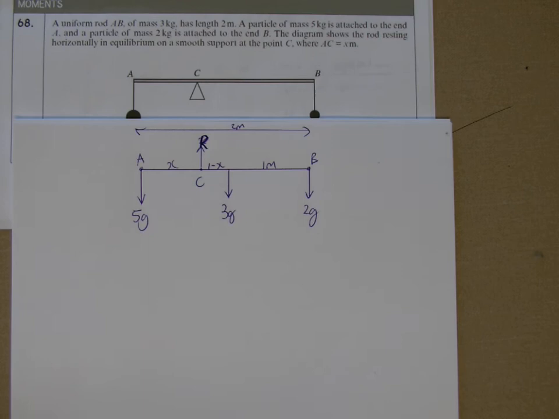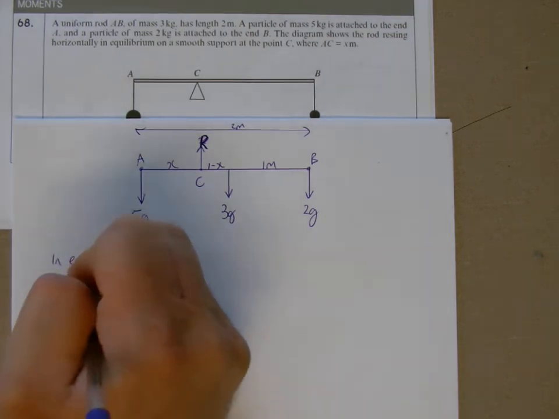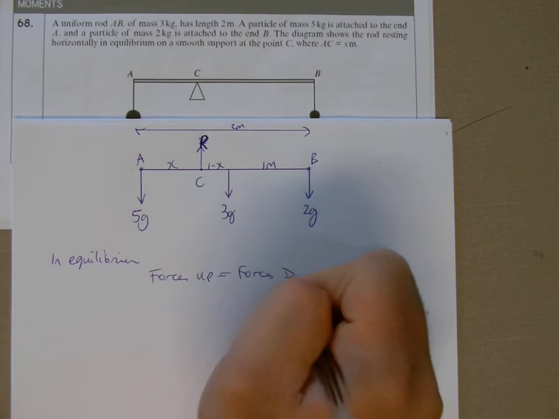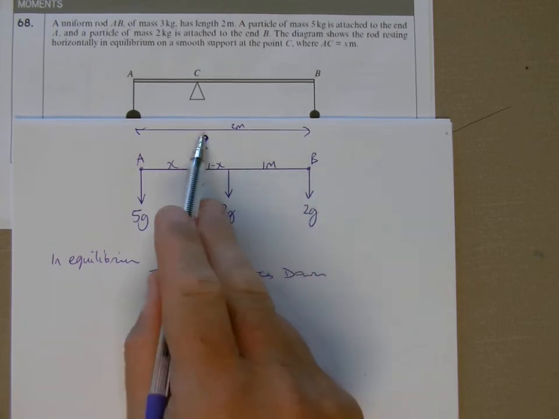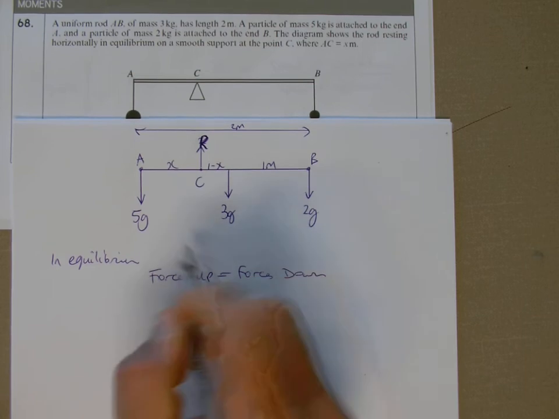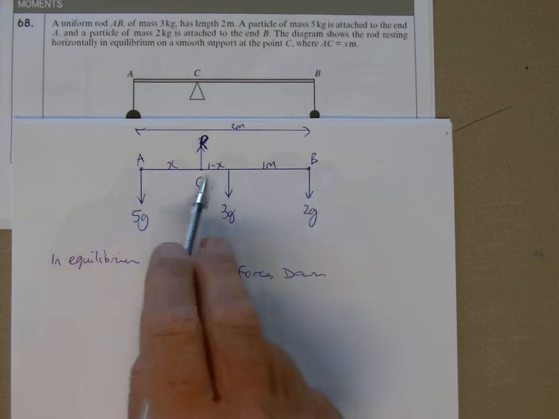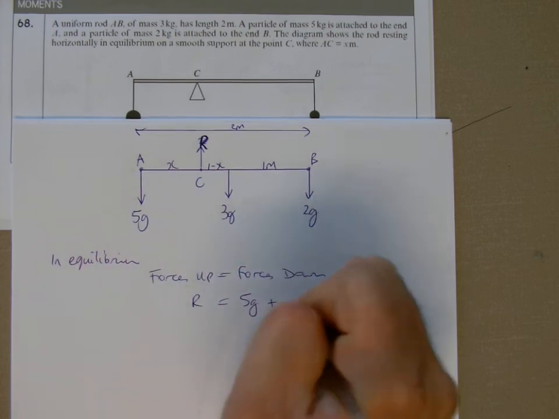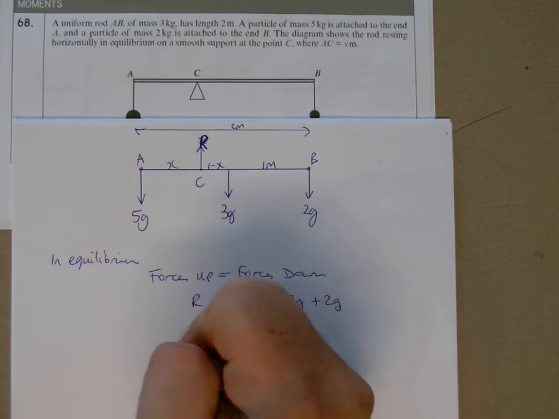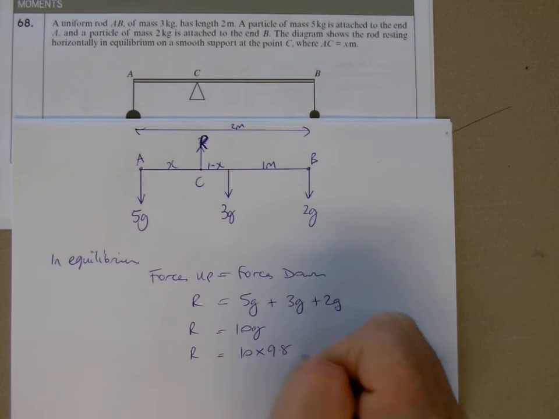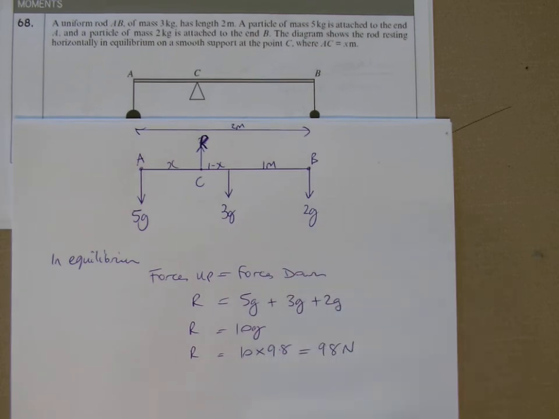And we need to obviously take note, it is in equilibrium. So when it's in equilibrium, we could say that forces up equals forces down, so they all balance. Force up in this case is the reaction at C, and all the forces down are the weights of these two masses at the end, and of course the weight of the rod. So it'll be 5G plus 3G plus 2G. If you work that out, we got 10G in total. Of course, 10 times 9.8, which is the value of G, you get 98 newtons.